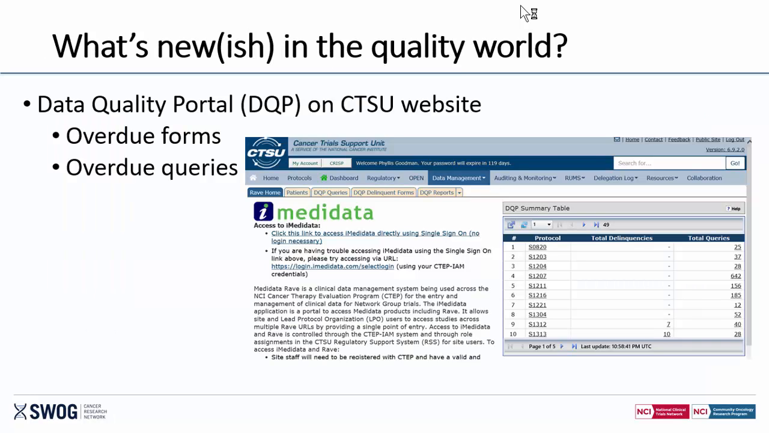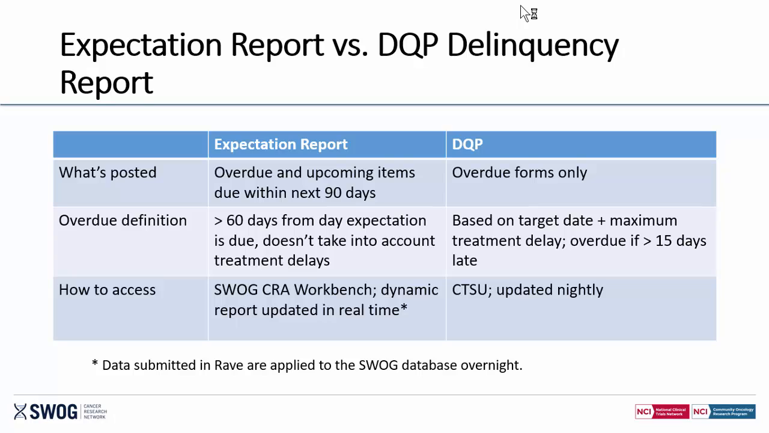Of course, everyone is aware of the data quality portal. It was talked about last night. I'm not going to go into much detail other than to talk about how the expectation report and the data quality portal differ. The expectation system has been around since the 80s. The data quality portal and RAVE is relatively new, and we just measure things differently. And so there's a summary here.